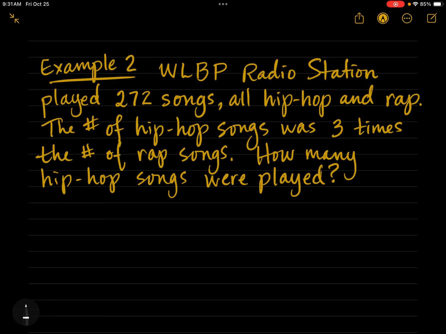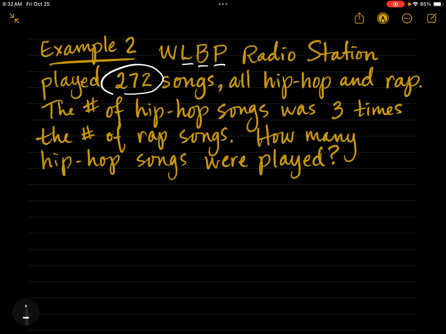Example 2, WLBP radio station, Long Beach Poly, radio station plays 272 songs. All of the songs are hip hop and rap. The number of hip hop songs was 3 times the number of rap songs. Okay, so way more hip hop than rap. Hope they play Mary J. Blige. How many hip hop songs were played?